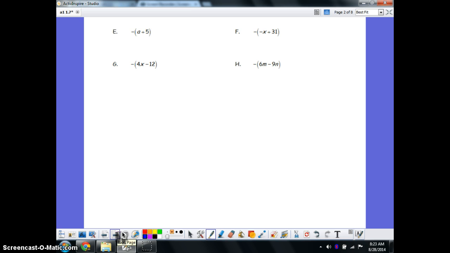The next 4 just involves distributing a negative. If it helps you think of distributing a negative 1, do that. What that negative outside essentially does is just change the sign of everything inside. So negative 1 times a, negative a. Negative 1 times 5, negative 5. And that second one is what often gets missed. So you need to be careful that you don't miss that negative. Now, again, with the review, negative times a negative is a positive. So negative 1 times negative x is positive x. Negative 1 times 31 is negative 31.